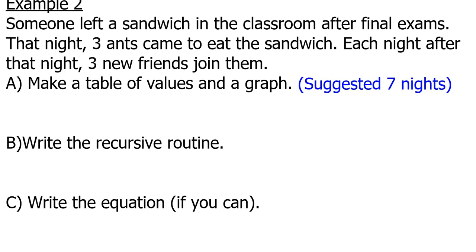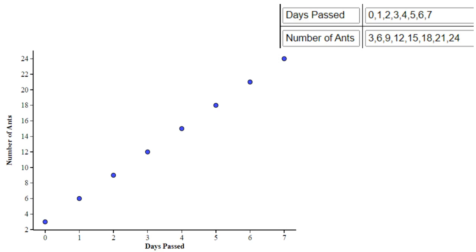So based on the table, what I had for my explanatory variable, that was the days passed, and I just went from 0 through 7, and the number of ants that would be appearing. And so we know on the original day of the final exams, we had the sandwich left, there were 3 ants, and then each night after that, 3 more ants were going to come, and so these were my outputs based on my inputs. And here's my scatter plot.